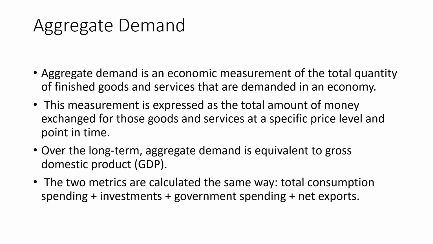Again, coming to the concept of aggregate demand, as I've already told you, this is composed of four components: consumption expenditure, investment expenditure, government expenditure, and net exports, right? So aggregate demand is the economic measurement of the total quantity of the final goods or finished goods and services that are demanded in the economy. And this measurement is always expressed as a total amount of money which is exchanged for these commodities and services at a specific price level. And this is always at a point in time. We are not looking into the case of over a period of time.